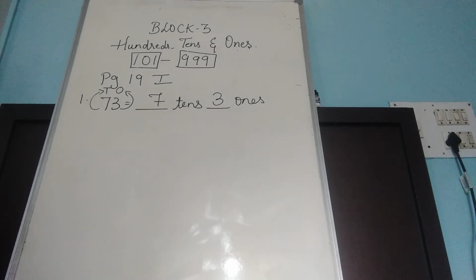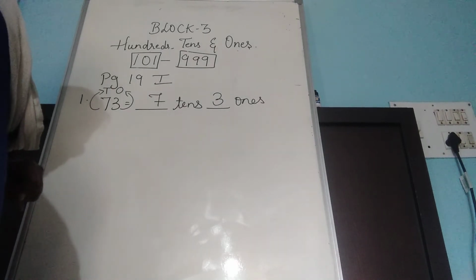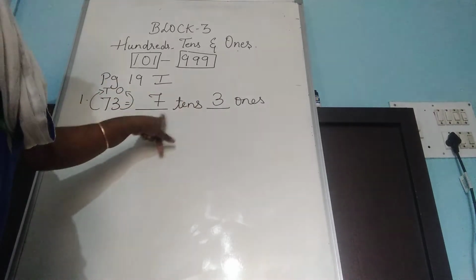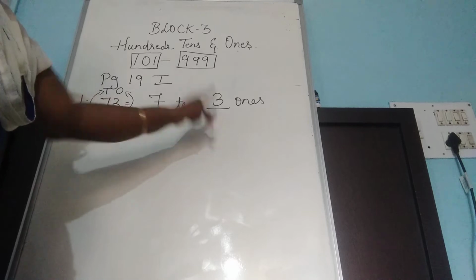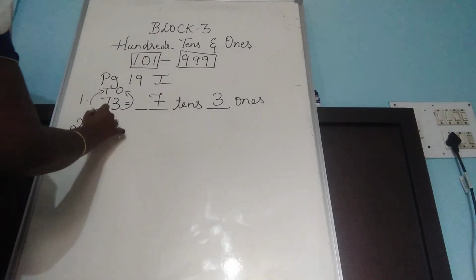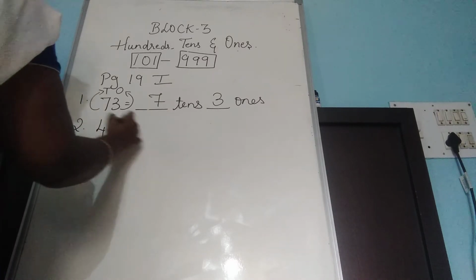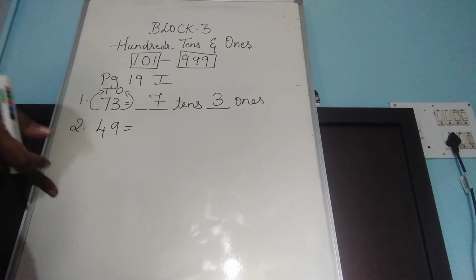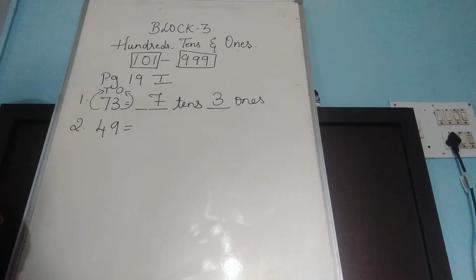Okay, so write down, children. Write down there in the blank 7 tens, 3 ones. In this fill in the blank, write 7 and write 3. You can pause and then start writing. Since it is a recorded video, you can pause here, write the answer, and then continue with the next.